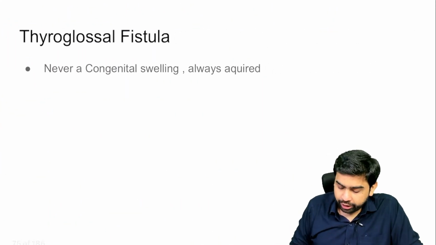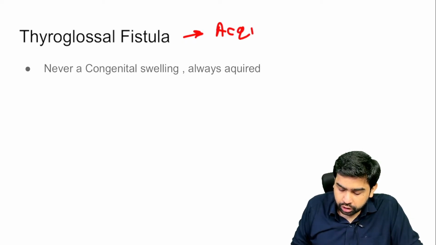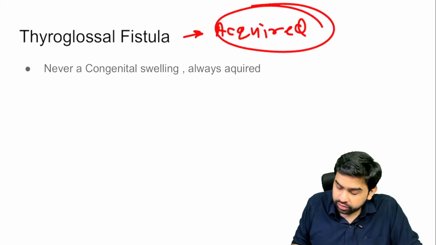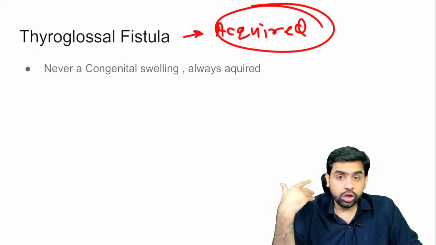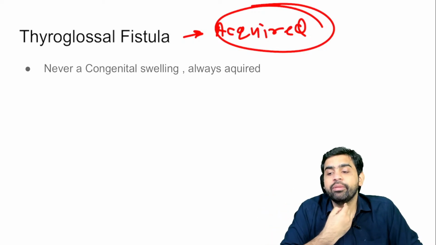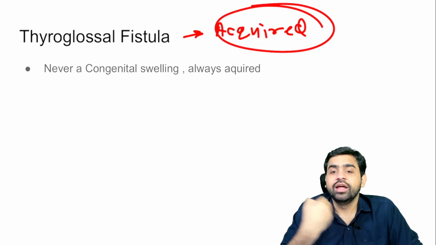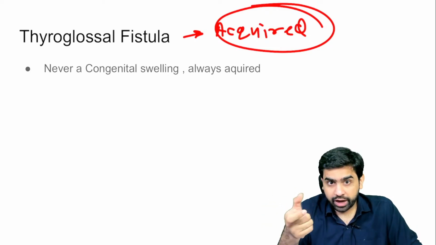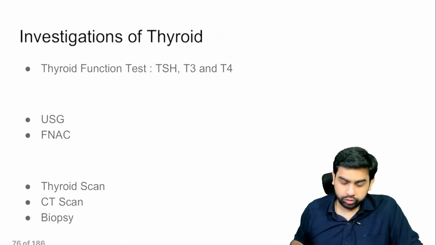What about the thyroglossal fistula? It is always an acquired condition. It is never a congenital condition. What happens is the infection happens and it might burst open, or infection happens and somebody did an incision and drainage, and that leads to thyroglossal fistula formation. So that is what you need to understand over here.